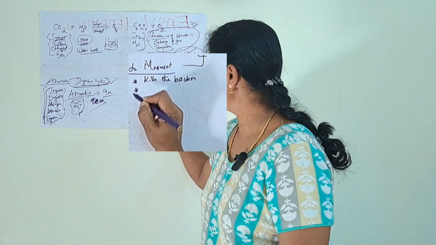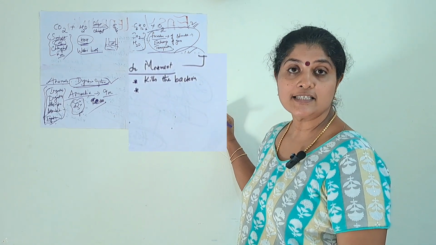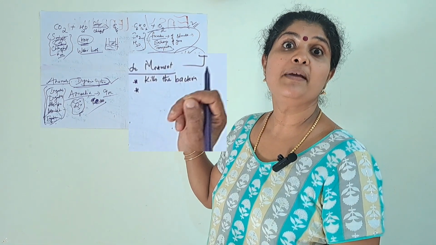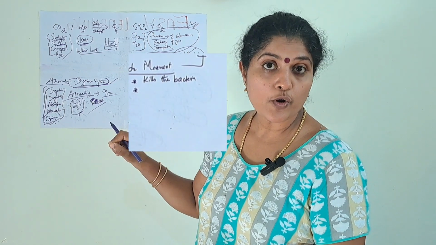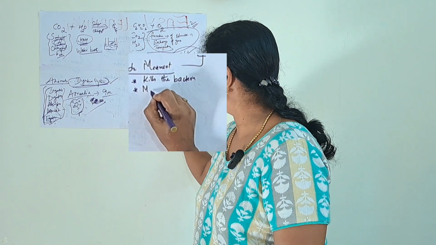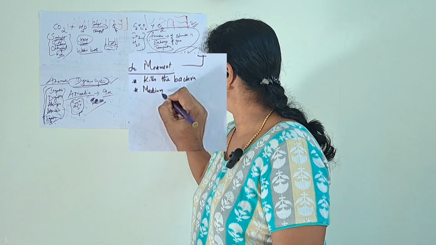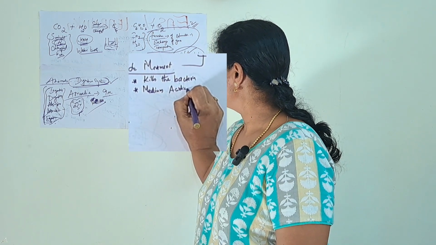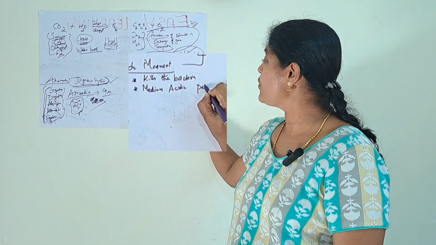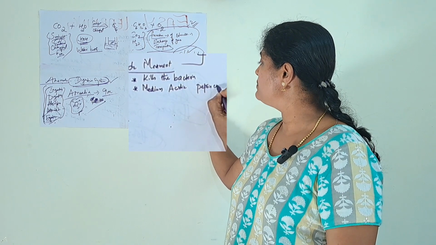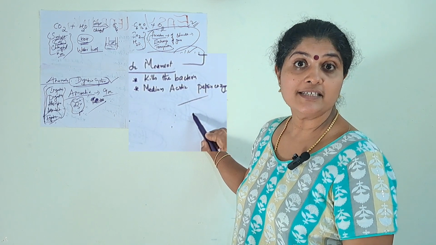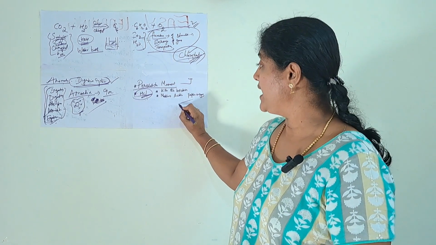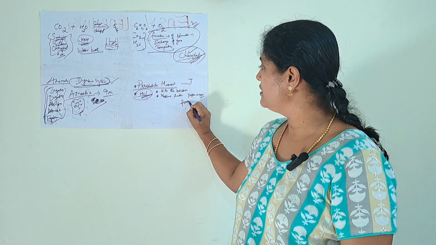And the second main function of hydrochloric acid is that it makes the medium acidic inside the stomach. Why is it making the medium acidic? For the pepsin enzyme to act. This pepsin enzyme helps in the digestion of protein.